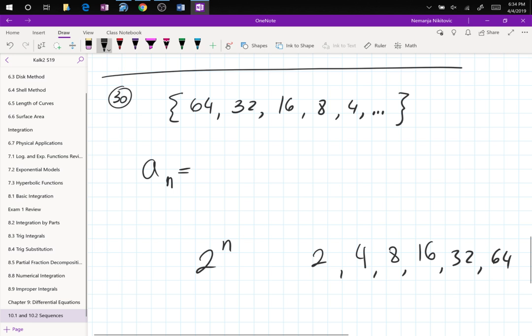So how can I use this knowledge to fit what I need up there? 64 divided by 2 to the 7th minus n.